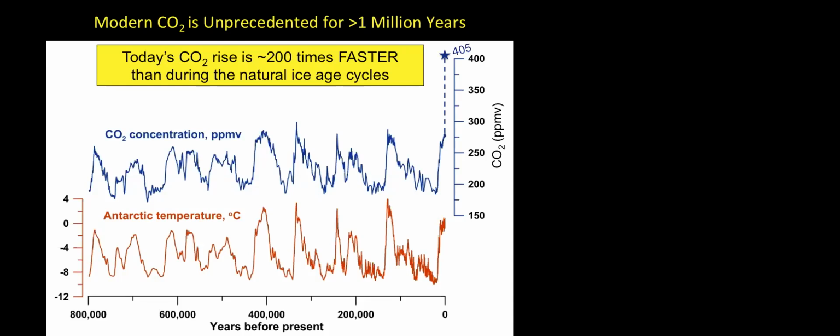What's remarkable, though, is just how fast the CO2 rise has occurred. So if you look at these increases in CO2 that happen when we come out of an ice age, those CO2 rises look really fast on this curve. But the CO2 rise that we've had over the last 150 years since the Industrial Revolution is 200 times faster than even the fastest natural CO2 changes. So it's not just the amount of CO2 that's in the air right now that's unprecedented, but the speed at which it's going up is also unprecedented.